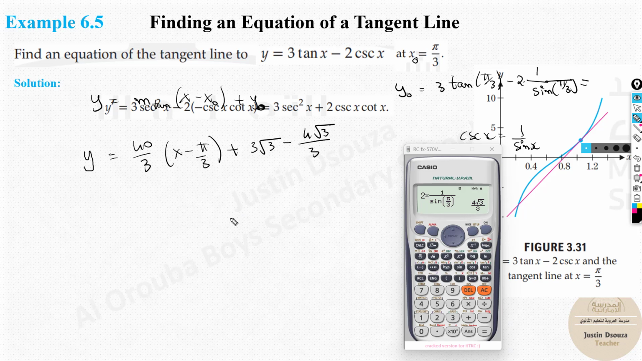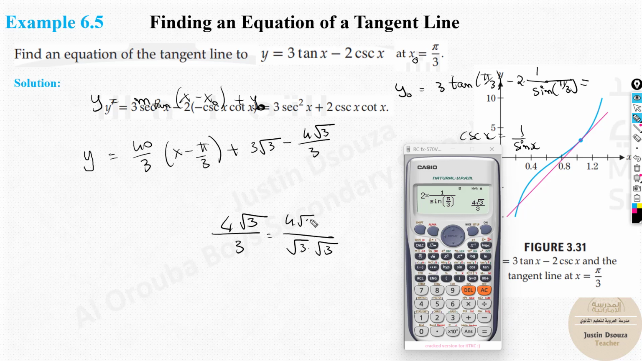Let me just write like this: 4 root 3 by 3. Now, what is 3 basically? 3 is root 3 times root 3, isn't it? Why? If you multiply the square root of the same term 2 times, the square roots cancel. The 3 can be written as root 3 times root 3. If you put it in a calculator, you'll get 3.